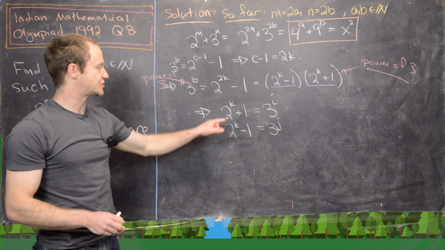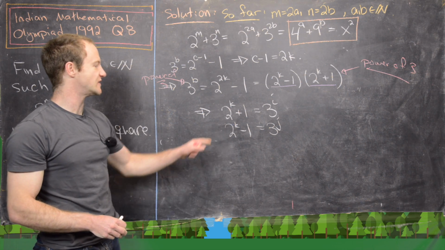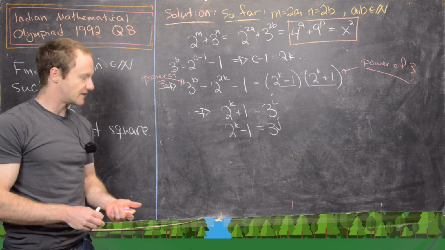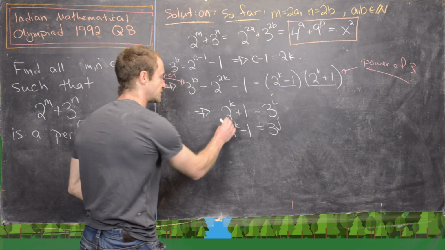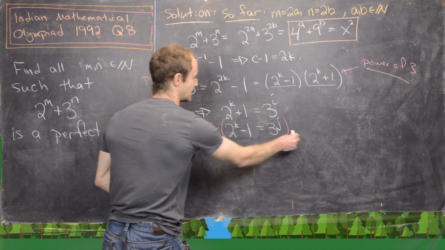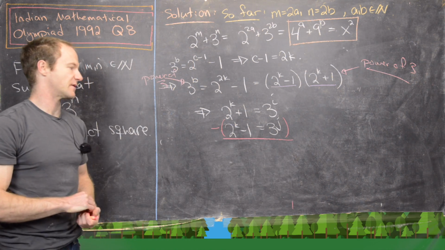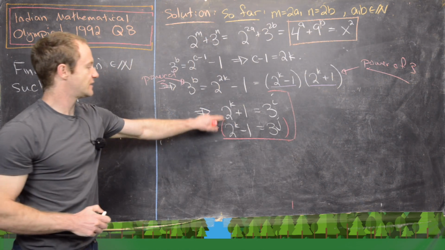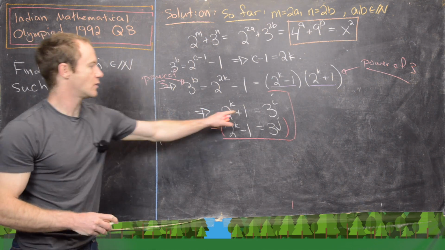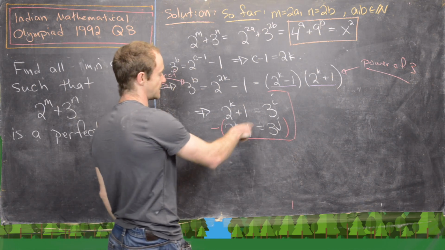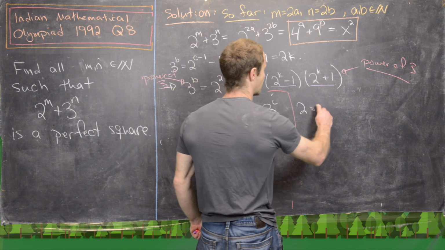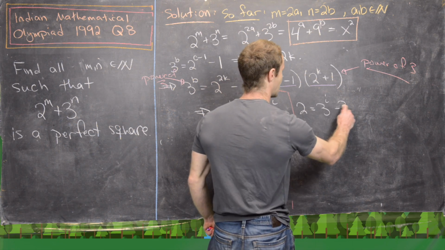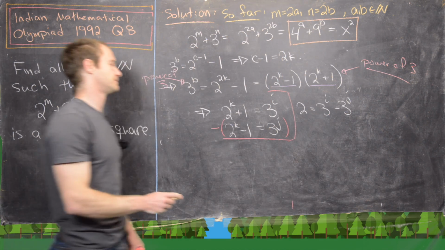Now the next thing that we'll do is we'll take this system of equations and we will cancel the 2 to the k part. And we'll do that by subtracting the second equation from the first equation. So let's see what that gives us. So we'll have 2 to the k minus 2 to the k, that's 0. We have 1 minus minus 1, so that's obviously 2. And now here we're going to have 3 to the i minus 3 to the j.